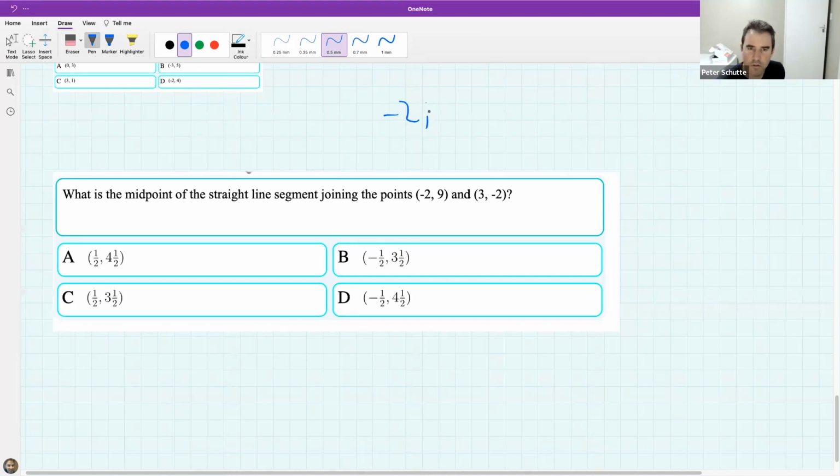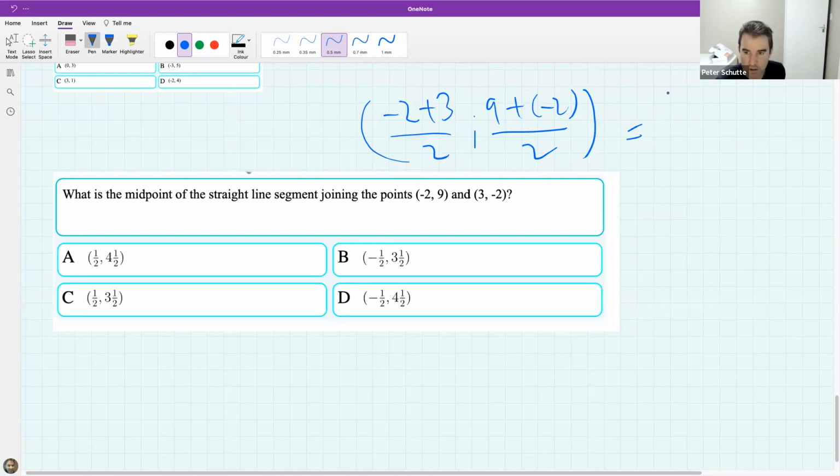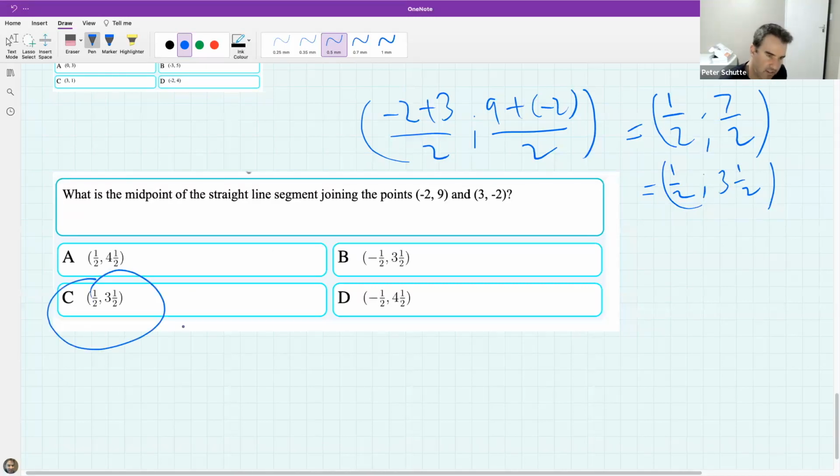So -2 plus 3/2. And then this one is going to be 9 plus -2/2, which should give me 1/2 and 7/2, or 1/2 and 3.5. So it's also important to be able to change from improper fractions to mixed numbers in this section. And so we see that that would be C.